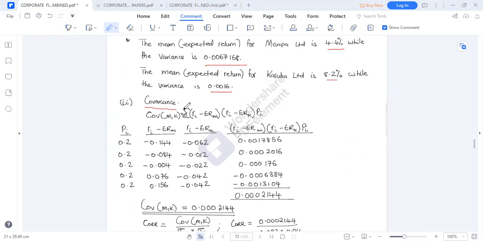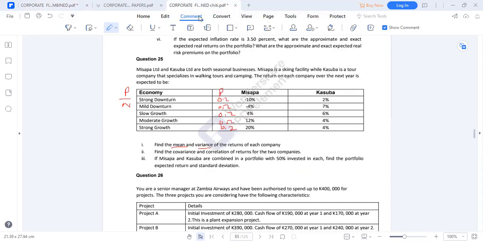Covariance basically looks at the direction that your assets are taking. So probability, return minus expected return for Misapa, and return minus expected return for Kasuba. So multiply this by that, the total. This by that, the total. And do the last one, then you sum them up. So this is what we call our covariance, between Misapa and Kasuba. We're getting 0.02144. So this is our covariance. The question further on went to ask for covariance and what?